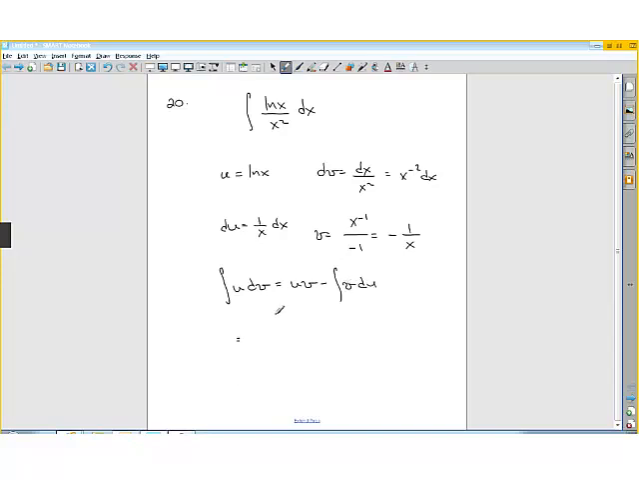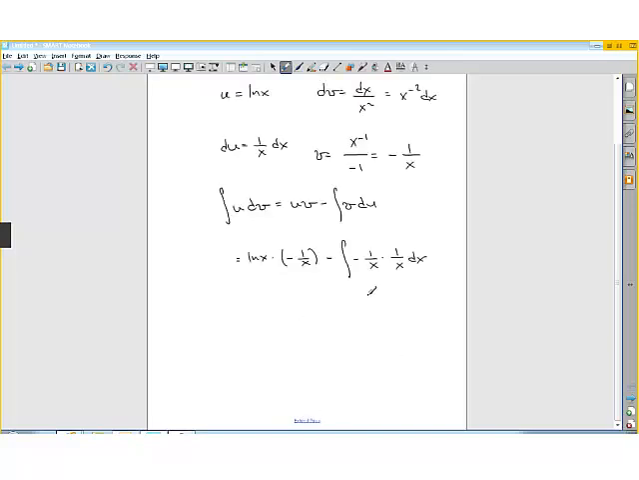And then we plug in. So we have u, which is the natural log of x, times v, which is negative 1 over x, minus the integral of v, which is negative 1 over x, times du, which is 1 over x dx. And once we clean that up, let's move this to the front. So we'll have negative the natural log of x over x. Negative times negative is positive, so we'll put a positive sign there. The integral of 1 over x squared dx.